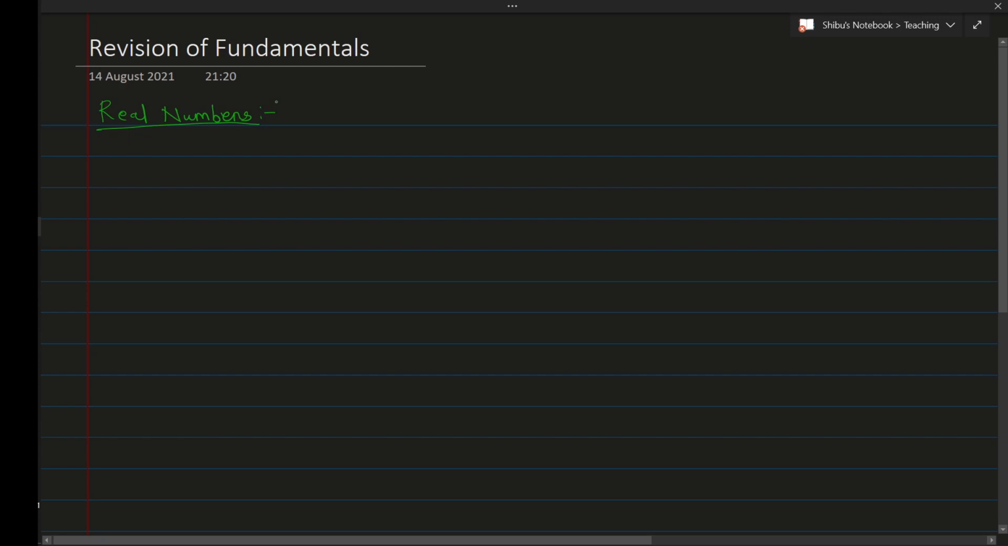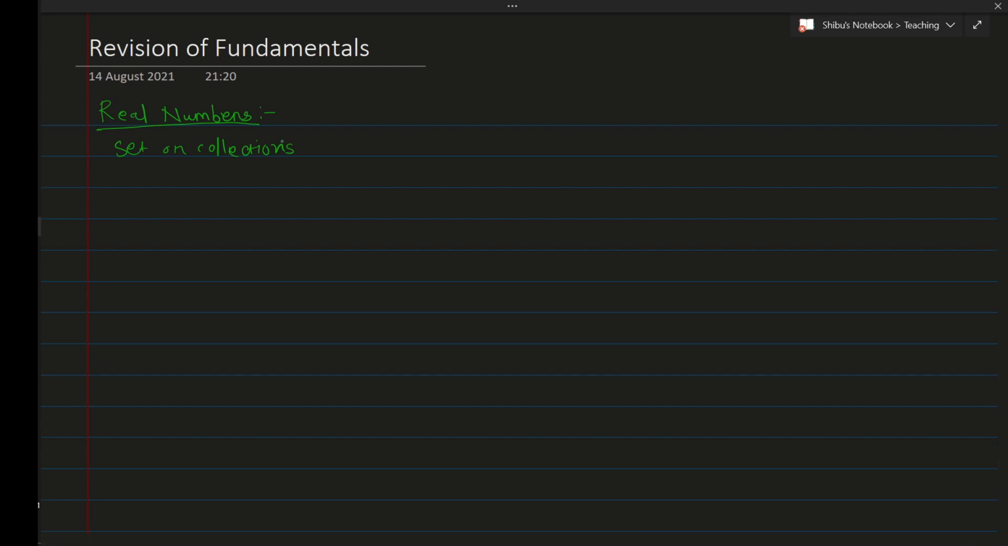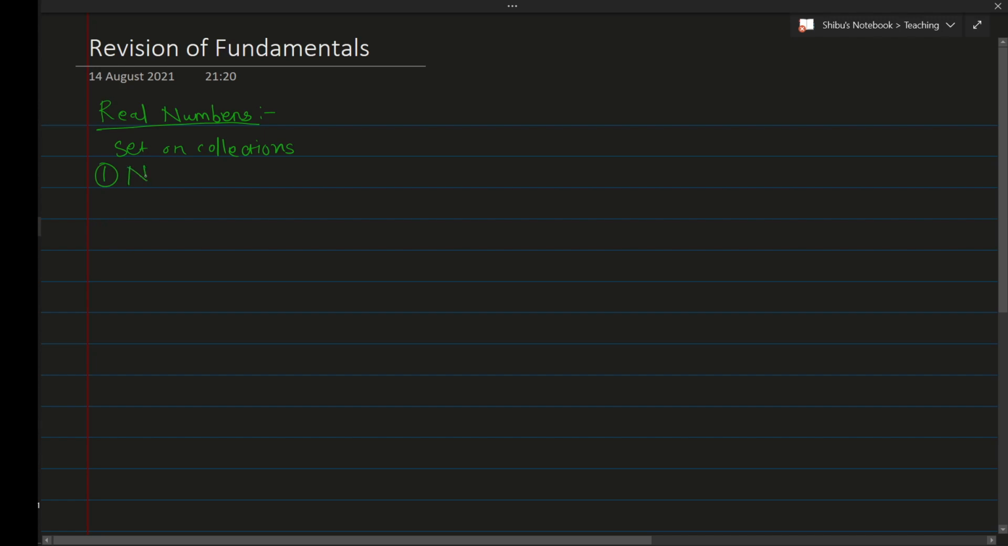So before going into real numbers, we should understand what a set, or collection of objects, is. Objects means anything like numbers, letters, and it can be anything. But in mathematics, we deal with sets or collections of numbers. So we can have different kinds of collections of numbers, and we'll call them by different names. The first category of this collection we will call natural numbers.